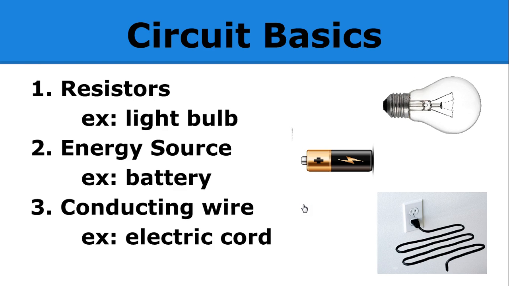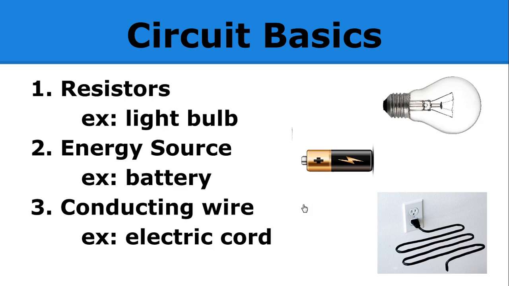All right, so circuit basics. You have to have three things to have a circuit. First of all, resistors. For example, you might have a light bulb or some kind of electrical appliance. In your project, it's going to be your motors. You need an energy source, a battery. You also will be using a battery. And you have to have conducting wire, for example an electric cord with appliances, but you guys have the wire.